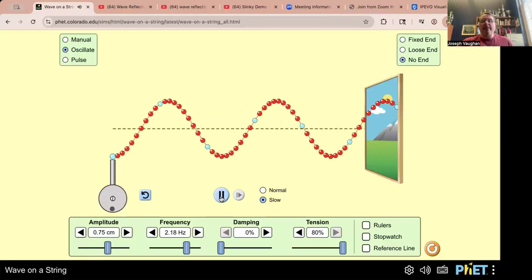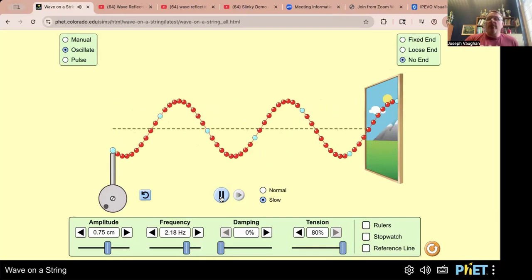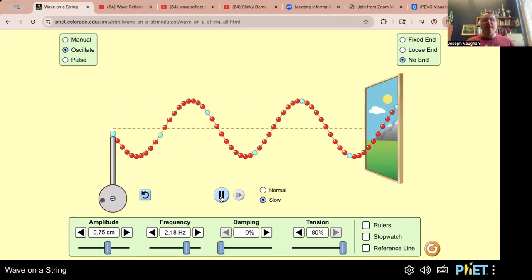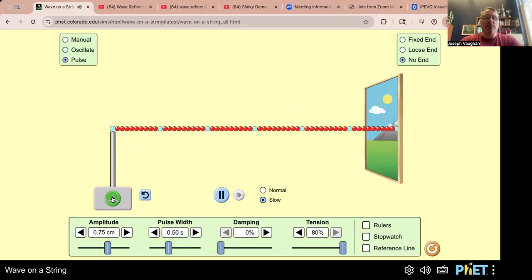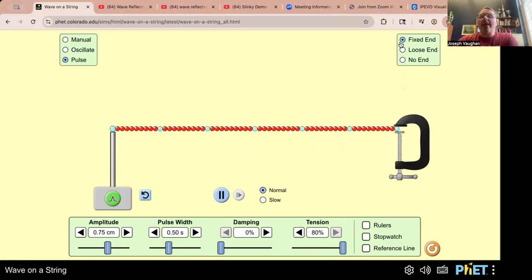So we let this thing go. Notice there is nothing here that is a reflection. Actually, I'm going to turn this to a pulse so we can see things are going on. I can make a little pulse here. We're going to go normal. There you go. No reflections. But when I clamp off the end of this, we're going to see a reflection. So here we go. The pulse travels. Boom. There we go. And that is reflection.